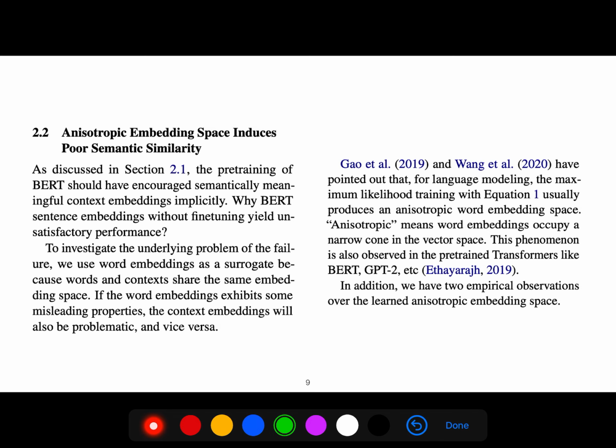To investigate the underlying problem of the failure, because BERT sentence embedding without fine-tuning, as I said, is unsatisfactory. So to deal with this failure, we use word embeddings as a surrogate because words and context share the same embedding space. If word embeddings exhibit some misleading properties, the context embedding will also be problematic.